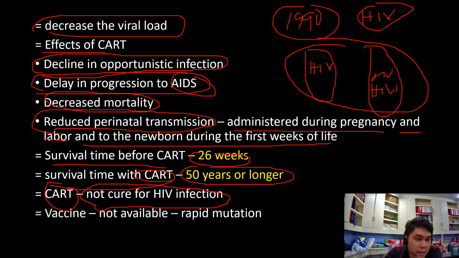The next is regarding vaccines not available, and the main reason for that is the rapid mutation of HIV.